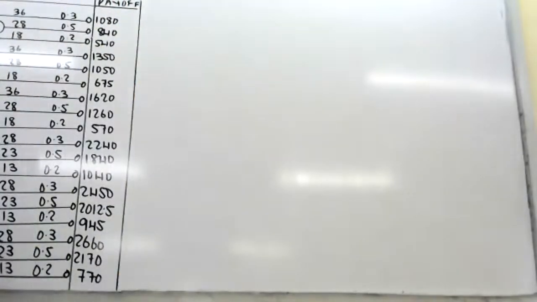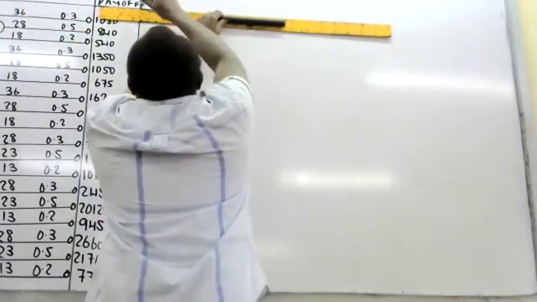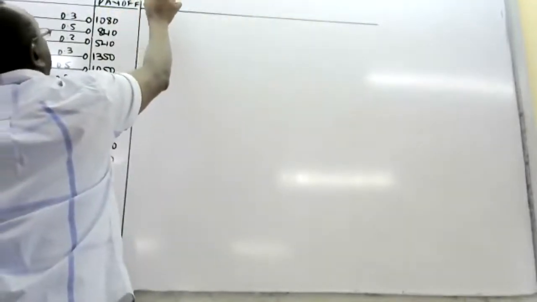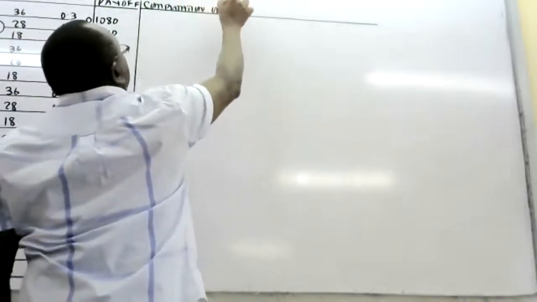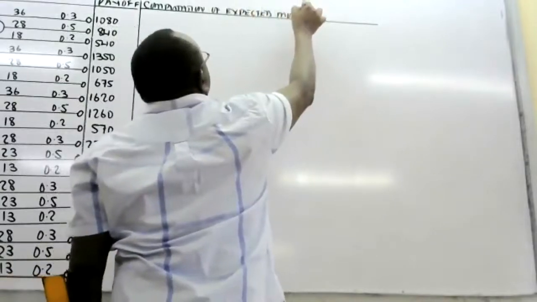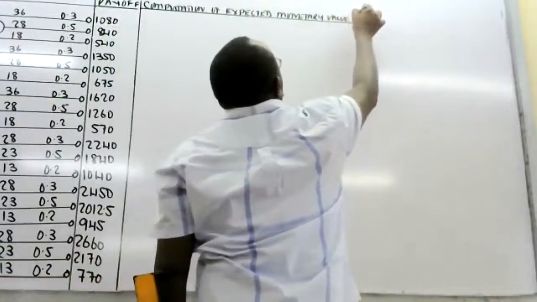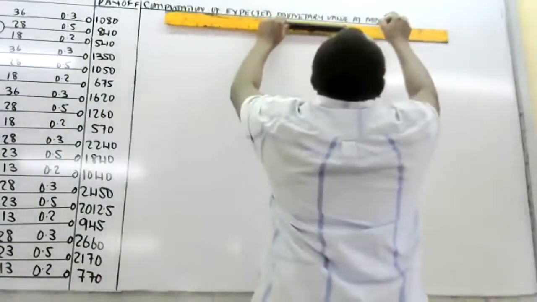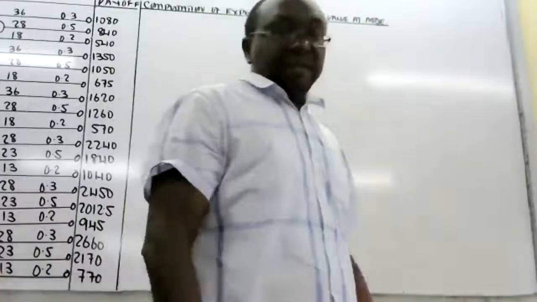So below that now, we need to do some workings, which are called now computation of expected monetary values. Expected monetary value at node.